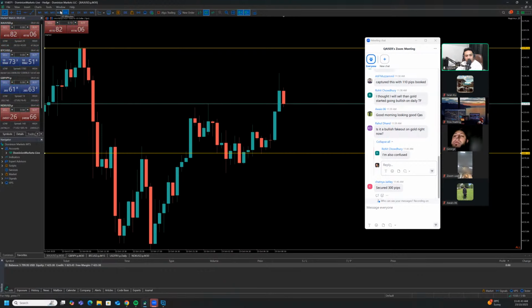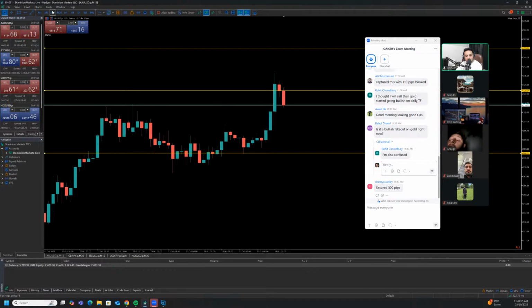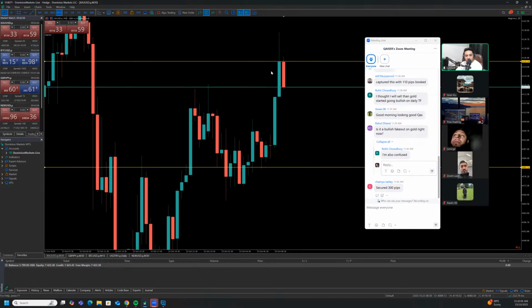Let's flip from H1 to M30. Oh, M30 does not have a bottom wick. Look at this one. The M30 actually does not have a bottom wick. Okay, so the 30-minute is retracing, but it retraces more than 50% of the previous candle.